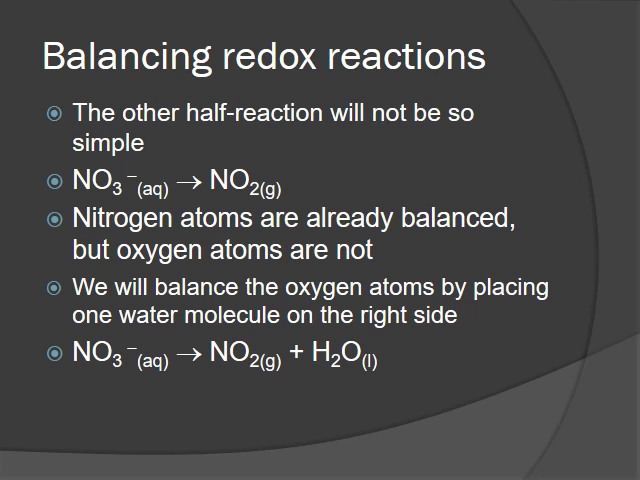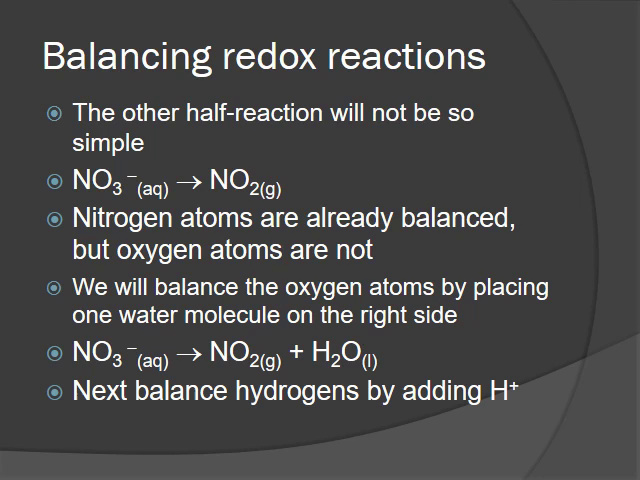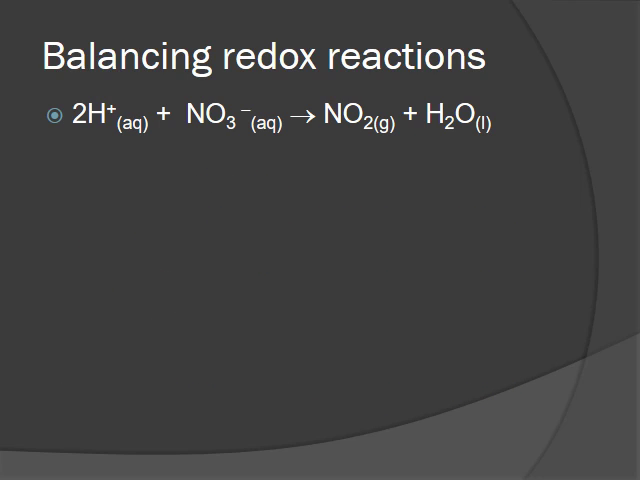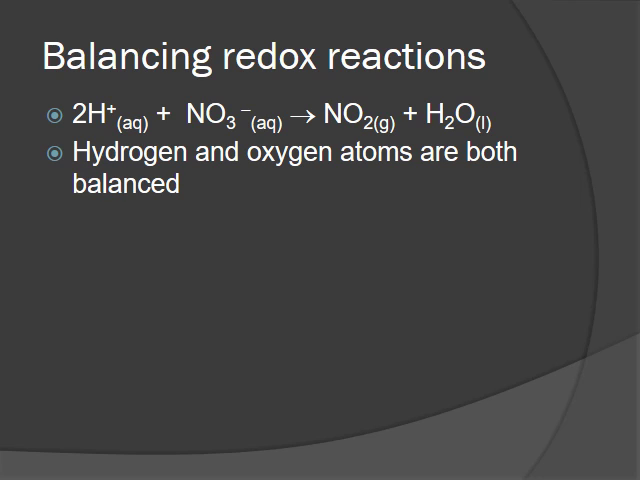Notice now that the hydrogens are not balanced. The next step is to balance hydrogens by adding H+. 2 hydrogens on the right, we will need 2 H pluses on the left. And there we have it. The hydrogens and oxygens are both balanced.